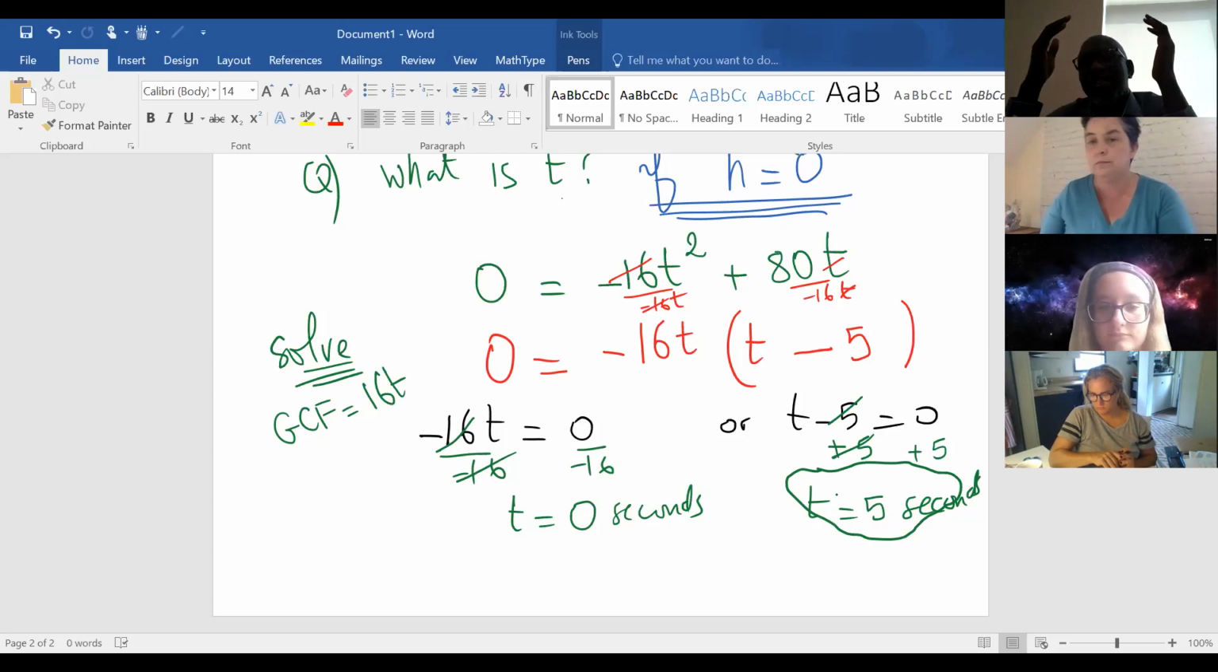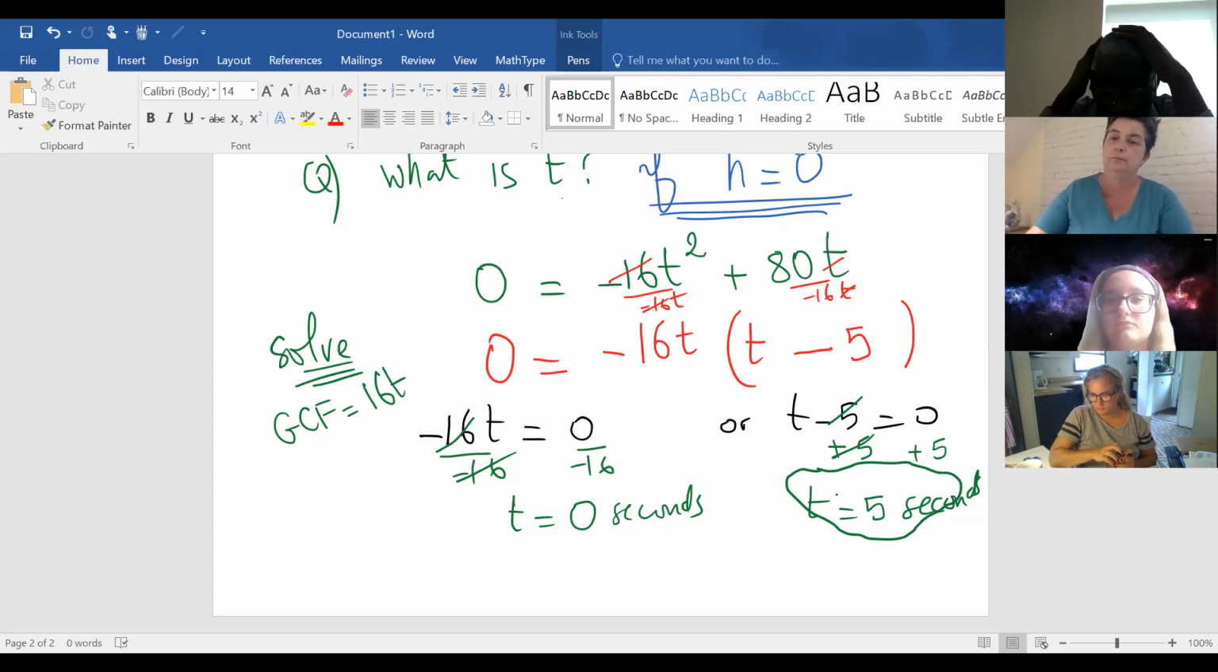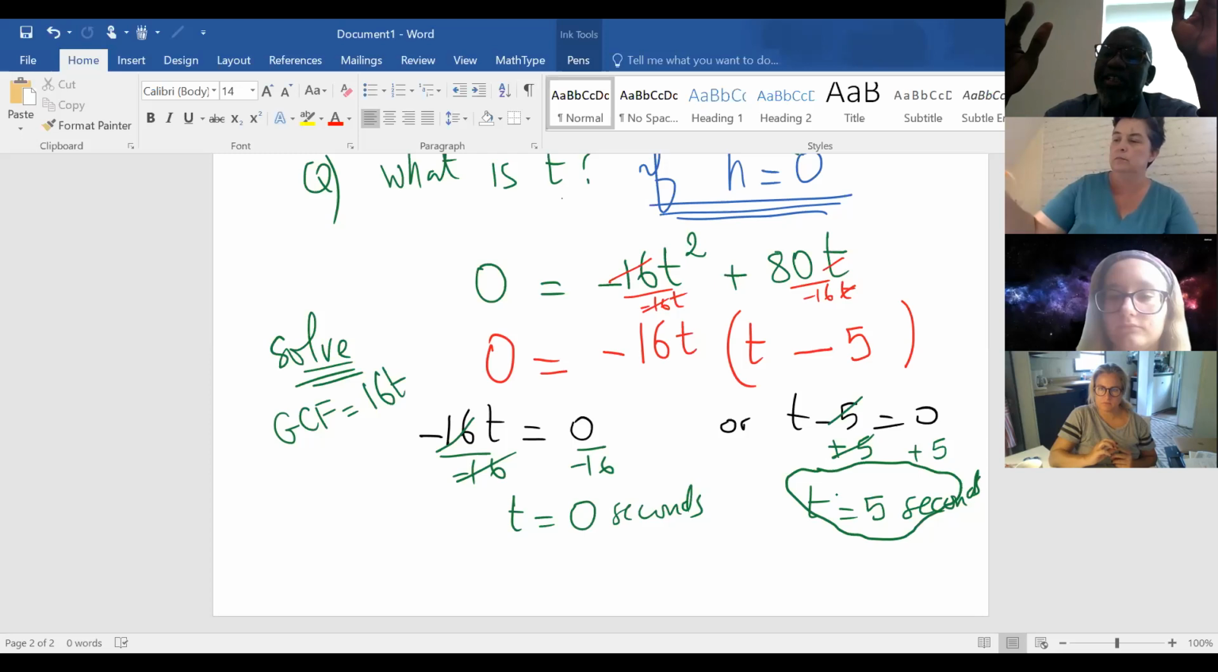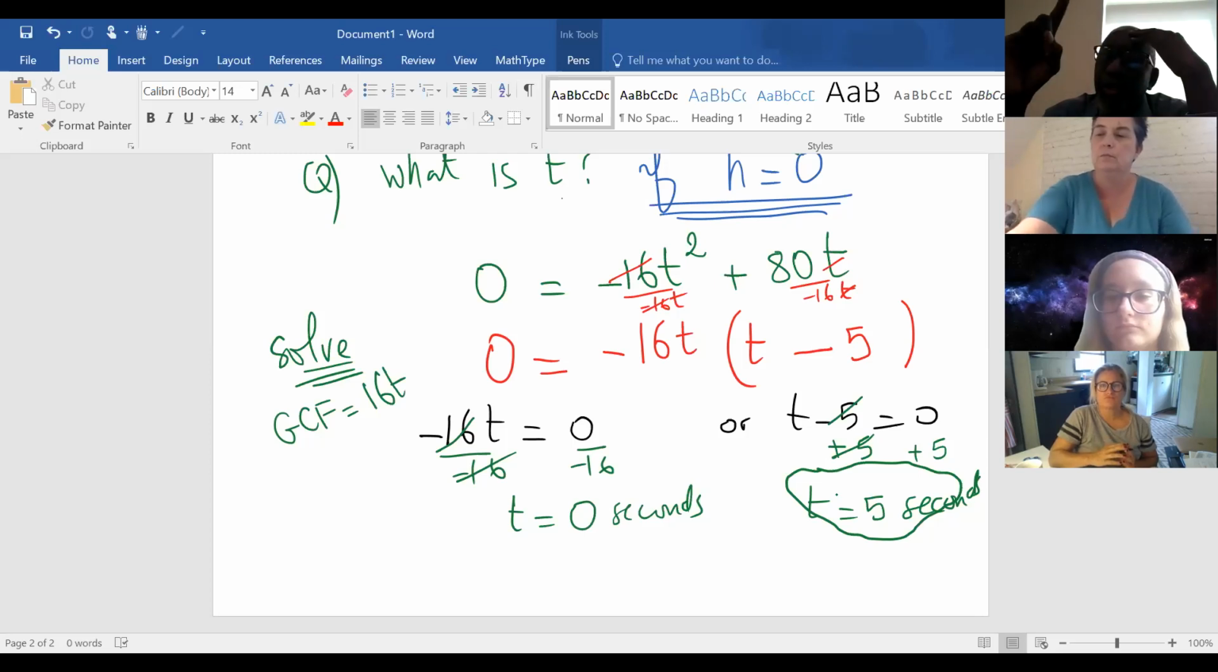Okay, so this is just an example of an application problem. As of right now, we are done with all of chapter 1. This is what chapter 1 is about: if you know how to factor, you are good for chapter 1.